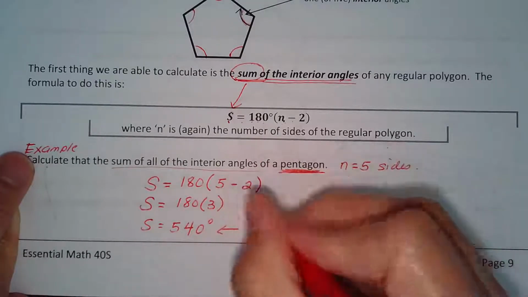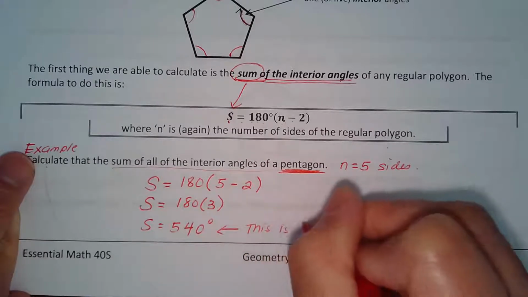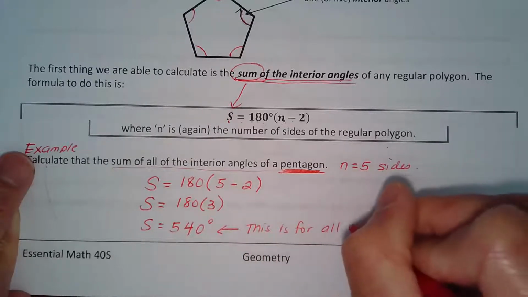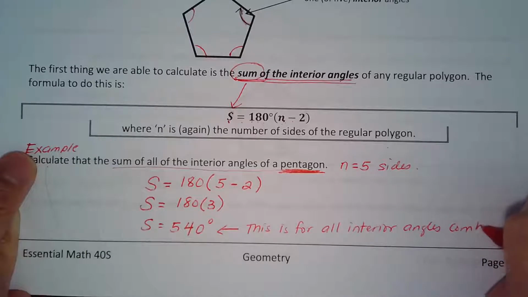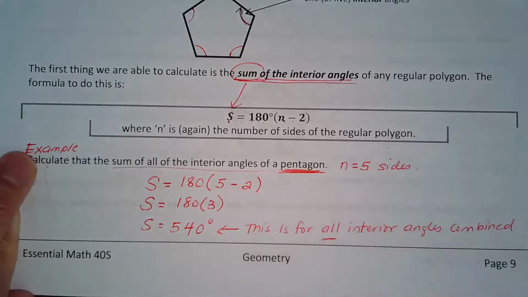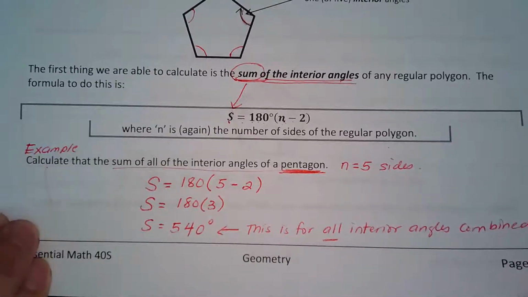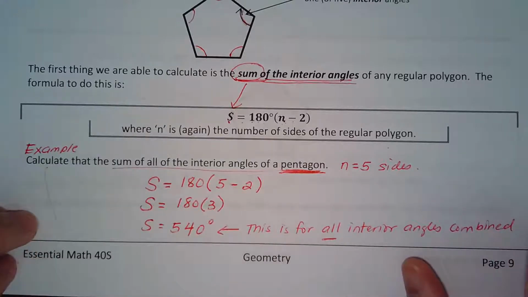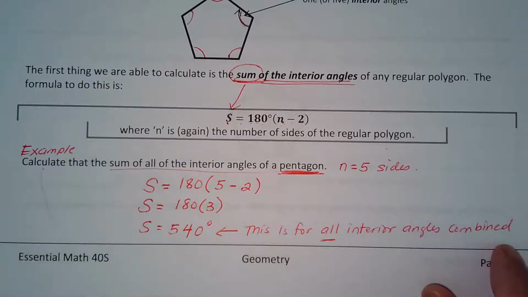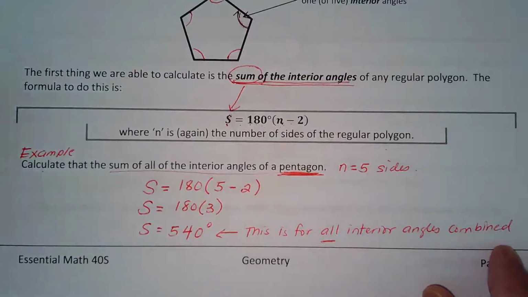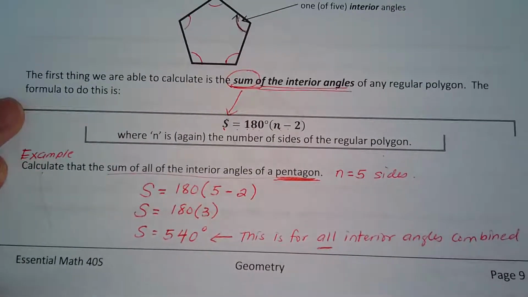So this is for all interior angles combined together. Okay, all of them. That's why it's so big, because it's all of them. Okay, so that's that. Now let's move on to the next piece.